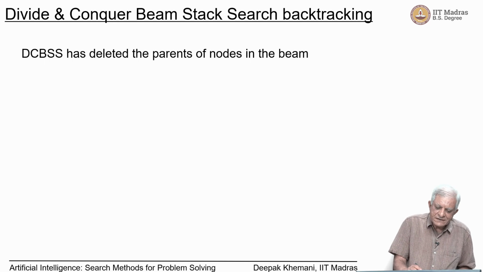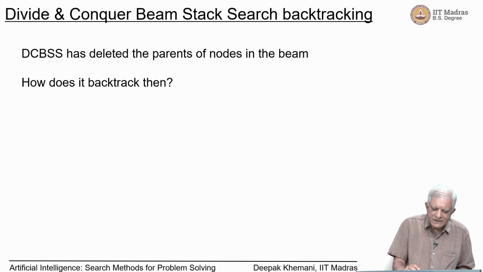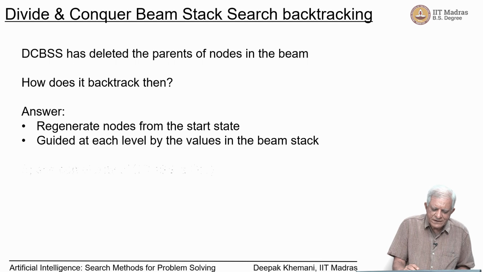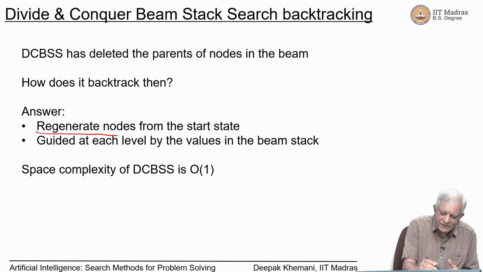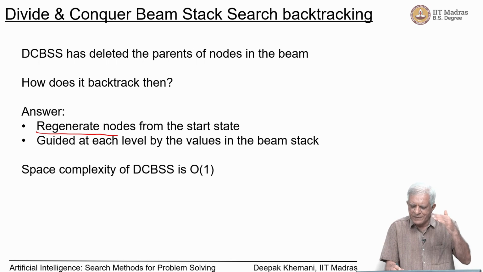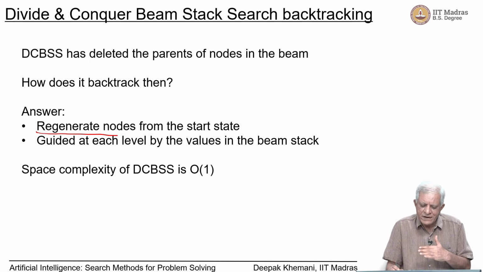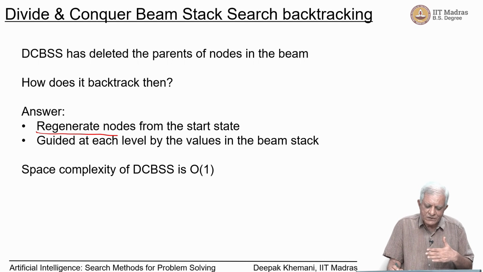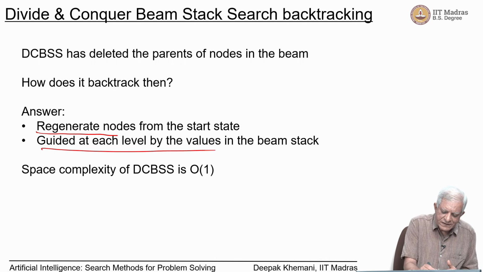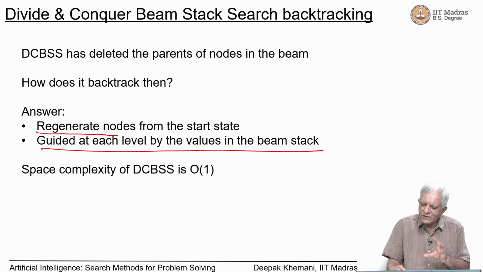Divide and conquer beam stack search has deleted the parent nodes because it is maintaining only those 3 layers. So, how does it work? The answer is that it regenerates a node from the start node. That is the important thing. Every time it needs to backtrack, instead of going to the parent and then coming down to the next node, because the parents have been deleted except for those 3 layers, it regenerates from the start node, and at each level it is guided by the values in the beam stack. So, it knows where to look at the next level essentially.